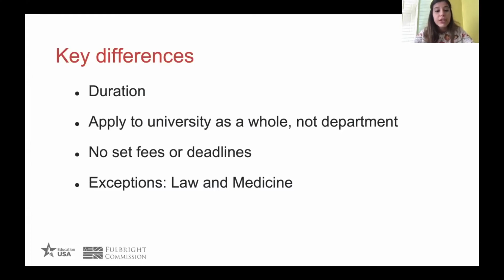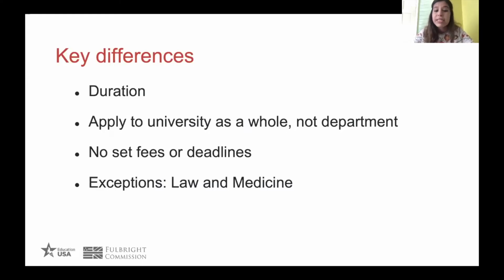You apply to the university as a whole, not to a specific department. And that comes back to this idea of the liberal arts curriculum, which I mentioned earlier. The application process is a bit more holistic than in the UK, as your application will be read by an admissions person who wants to know what you'll add to the university as a whole, rather than a faculty member of your chosen field of study.